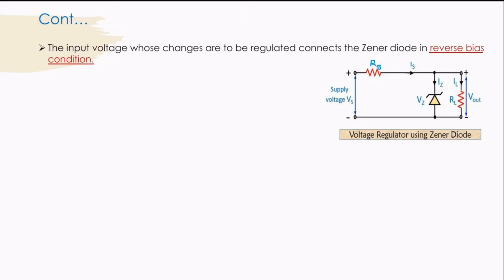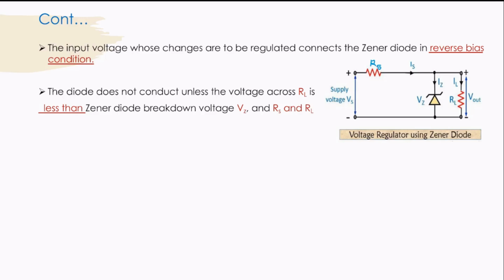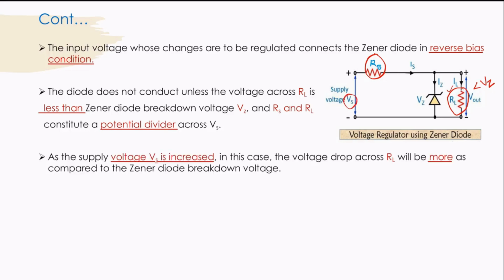The input voltage whose changes are to be regulated connects to the Zener diode in reverse bias condition. The diode does not conduct unless the voltage across RL is more than the Zener diode breakdown voltage Vz, and Rs and RL constitute a potential divider across Vs. So until the voltage across RL reaches the breakdown voltage Vz, the diode does not conduct, and the resistors Rs and RL act as a potential divider across Vs. As the supply voltage Vs is increased, the voltage drop across RL becomes more compared to the Zener diode breakdown voltage.